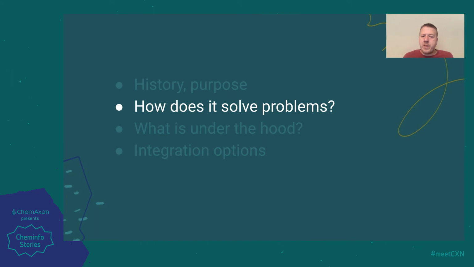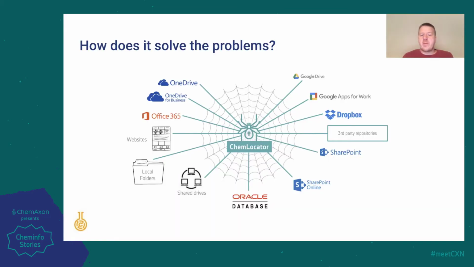And the next one: how does it solve the problems? Mostly through connectors. As I mentioned, ChemLocator is not a content management tool, so we don't duplicate or store the documents. However, we have connectors that can connect to different data sources and read the data from there. These are the connectors already implemented.